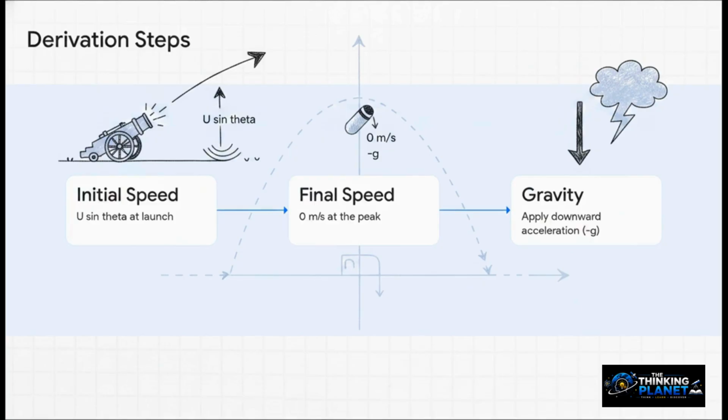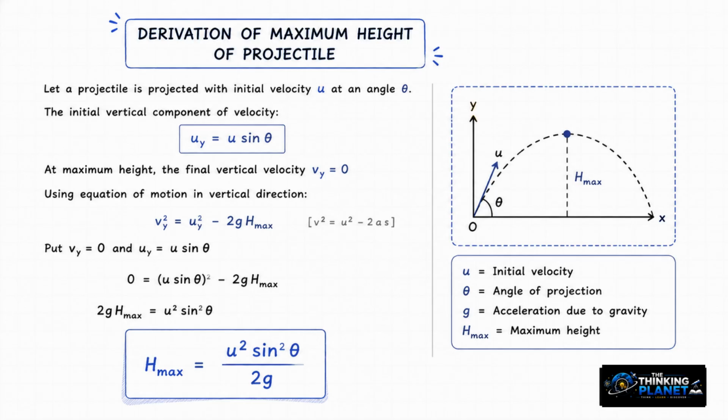Take those 3 pieces, and we can plug them right into our standard equations of motion. After we plug those values in and do a little bit of algebra to isolate the displacement, which in this case is our height, the negative signs neatly cancel out. And we are left with this beautiful, clean formula. Maximum height, or h, equals the initial velocity squared times sine squared theta, all divided by 2 times gravity.